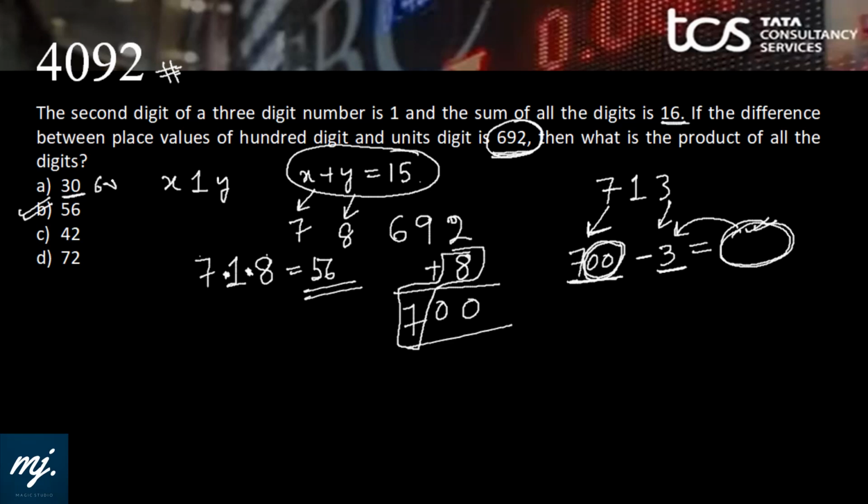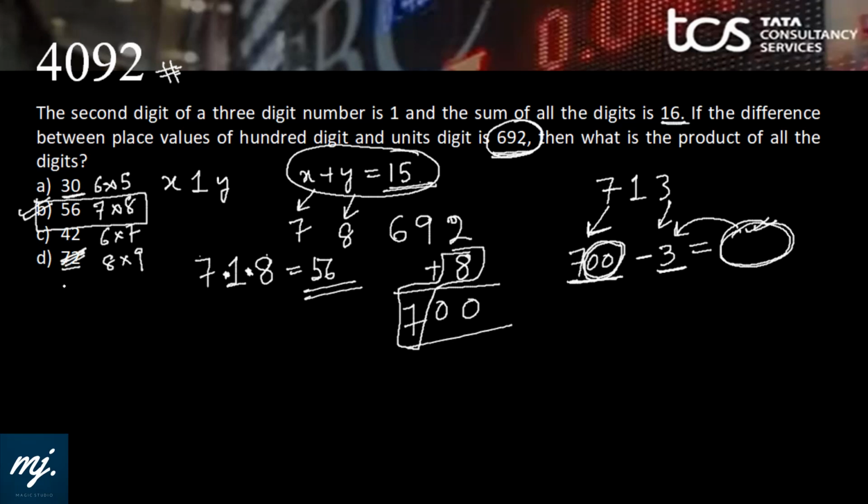Or you can play with the options also. 30 is 6 and 5, which is not 15. This is 7 into 8, which gives you a total of 15. 42 is 6 into 7, which gives you a total of 13. 72 is 8 into 9, which gives you a total of 17. Only one of the options gives a total of 15.